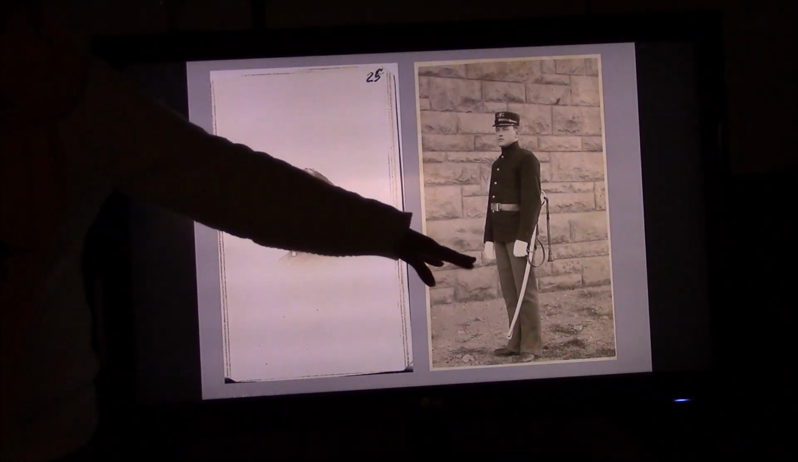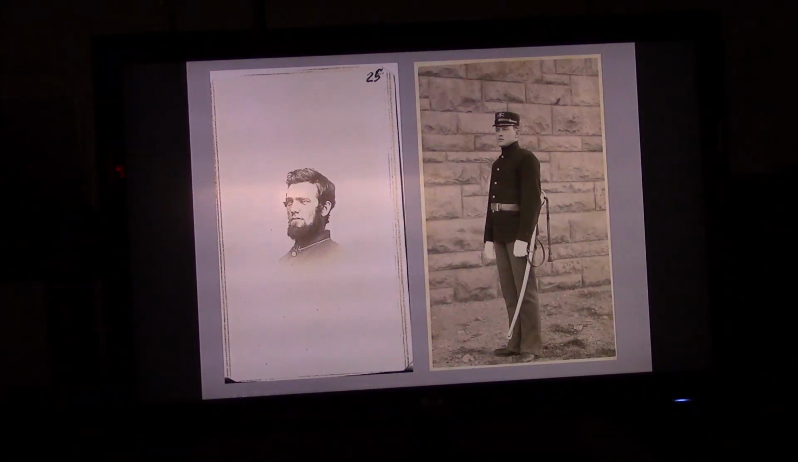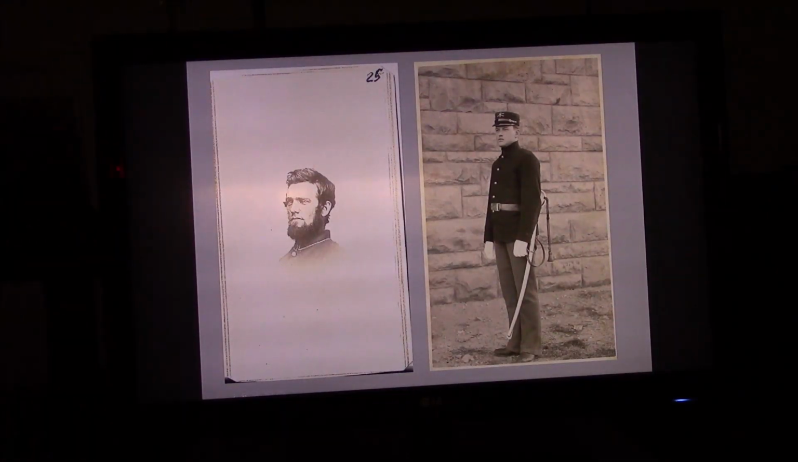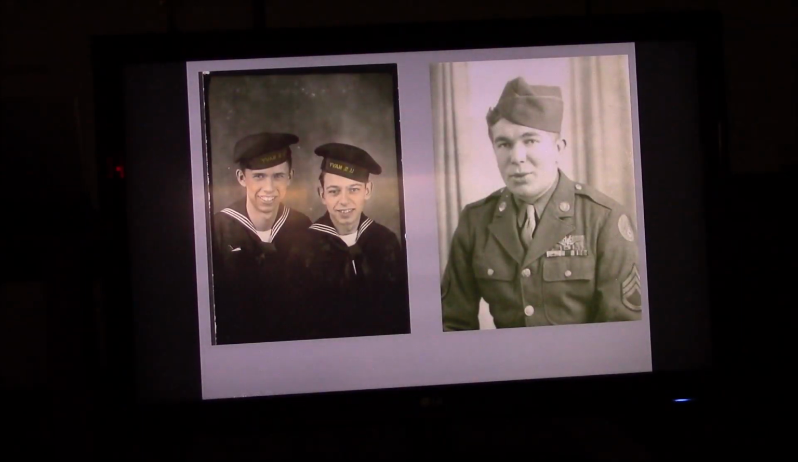This one's a little harder. Any ideas? He's a cadet. He has not finished school yet. He's got his gloves. He's got his cadet's uniform. He's got a sword. It's the Spanish-American War. He was actually killed in 1903 during the Philippine portion of the Spanish-American War.